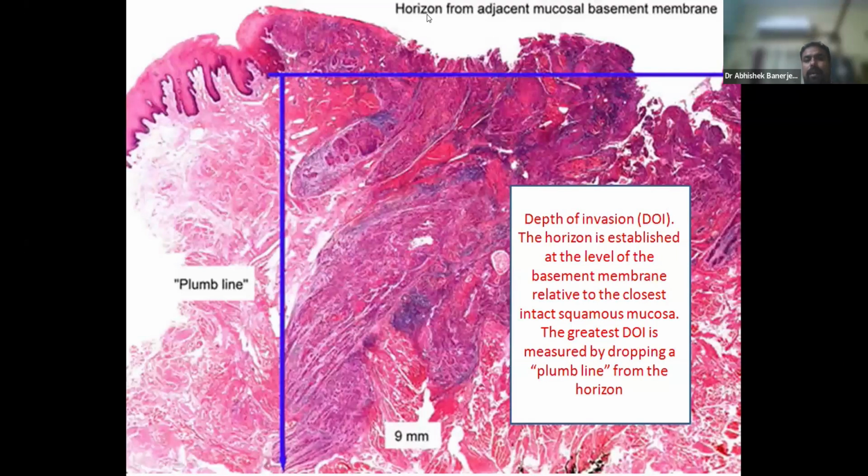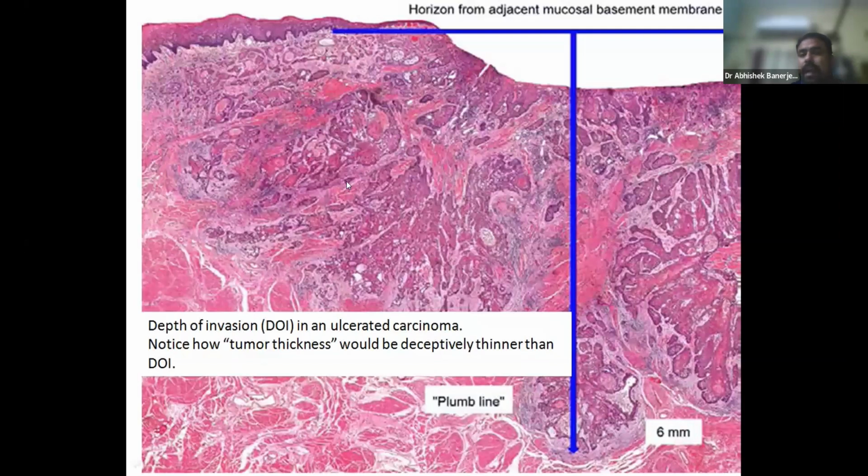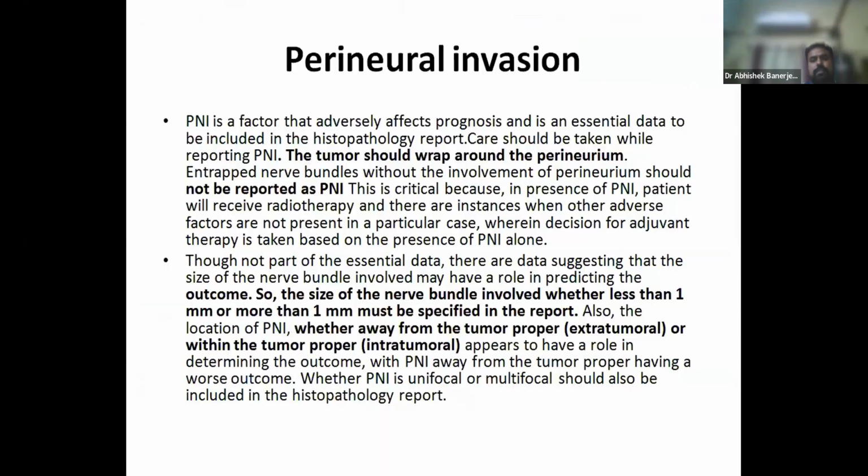So this is how a horizon of the adjacent basement membrane is set. See, this is from the basement membrane till here. So this is a vertical plumb line that is drawn. So depth of invasion is, first, a horizontal line established, and from here a vertical line till the deepest point. So the greatest DOI represents the plumb line from the horizon. This is one ulcerative lesion which I was talking about, and note how tumor thickness would be deceptively thinner than the DOI. So tumor thickness from here will be less compared to the DOI, but this has a poor prognosis.